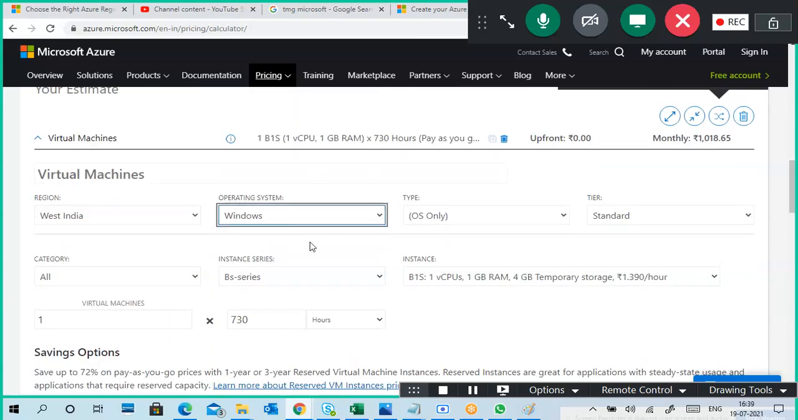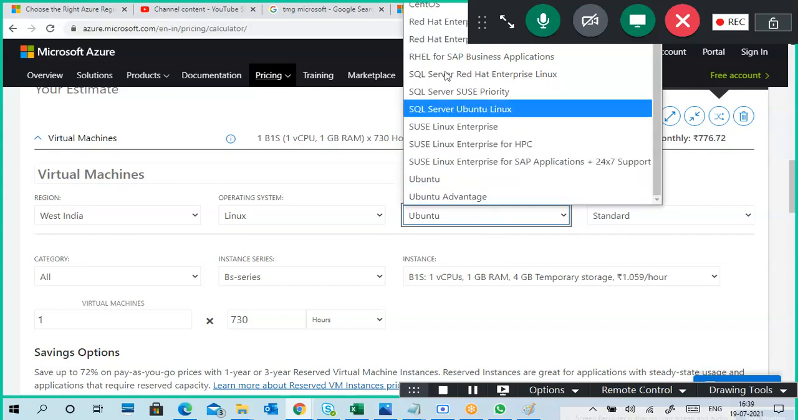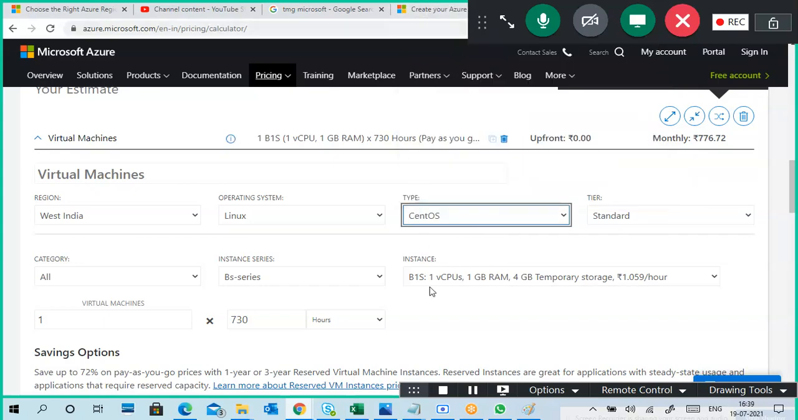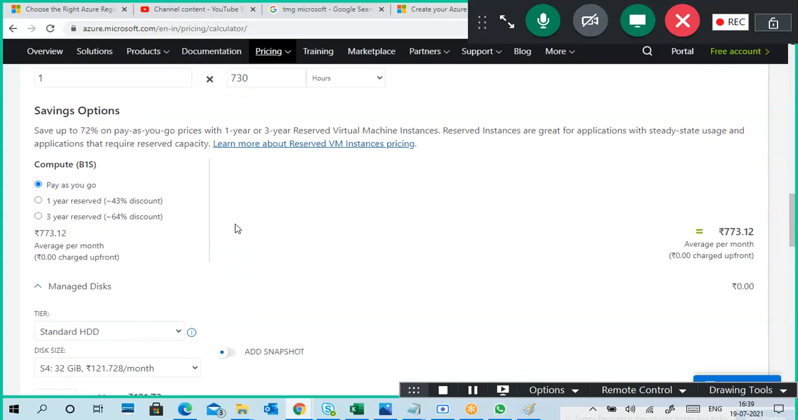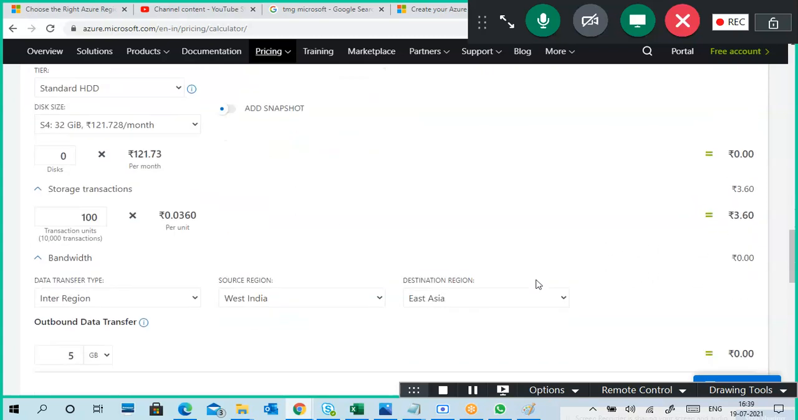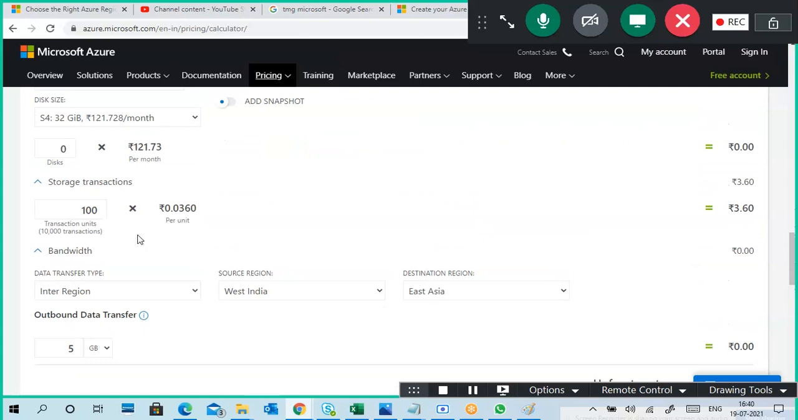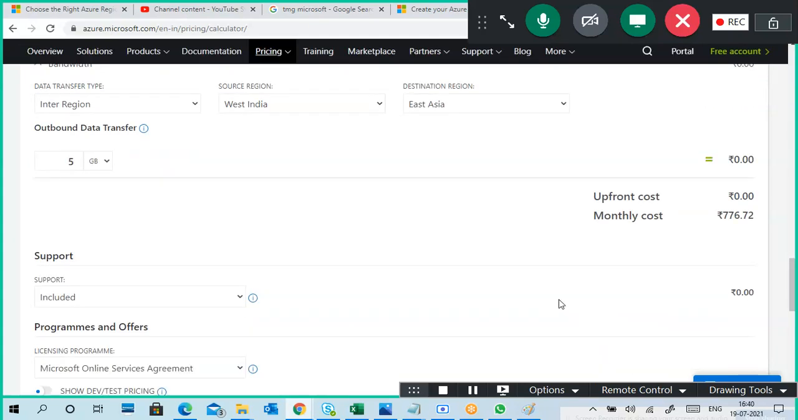If you choose Linux, then obviously you want Ubuntu, Red Hat, CentOS. I like CentOS. Okay, so then see, the licensing cost is gone because of Microsoft. Microsoft license is included. Now it is no license included. It is just a very less cost. There is also a charge for storage transactions per unit.